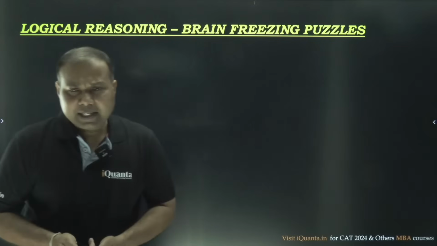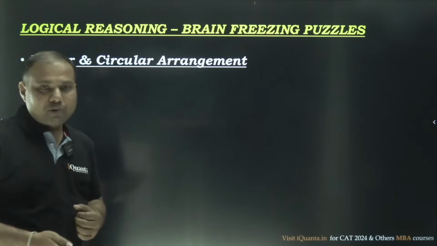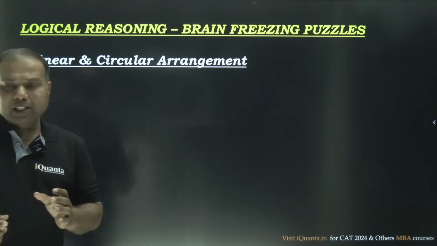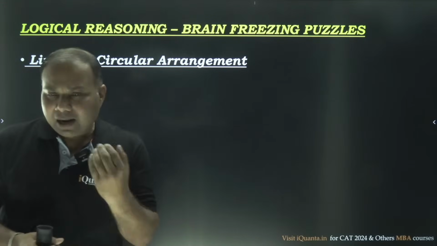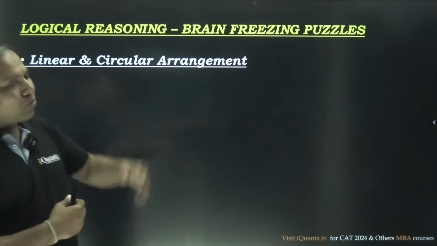Okay, तो हम start करते हैं. So first I am telling you some of the varieties of questions which we find in this part of logical reasoning. So logical reasoning is one of the sections in CAT जिसमें लॉजिकल रीजनिंग पे बेस अलग अलग तरीके के क्वेश्चंस पूछे जाते हैं. So one of them is linear and circular arrangement.